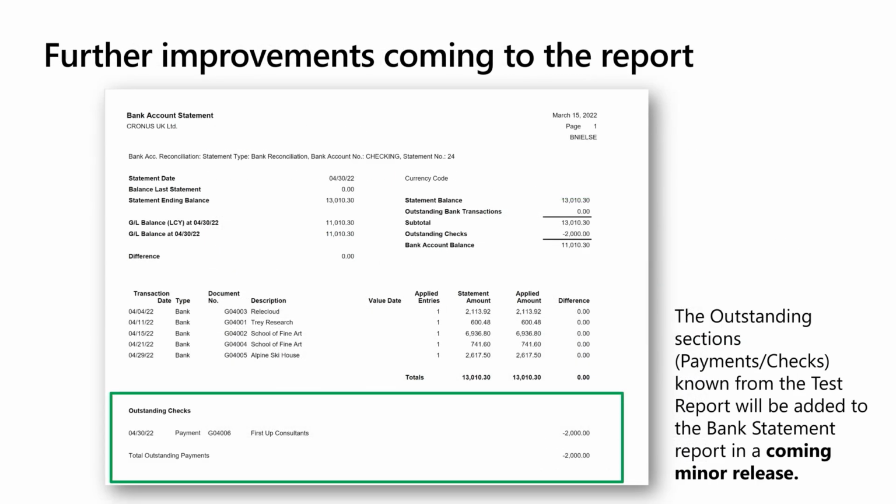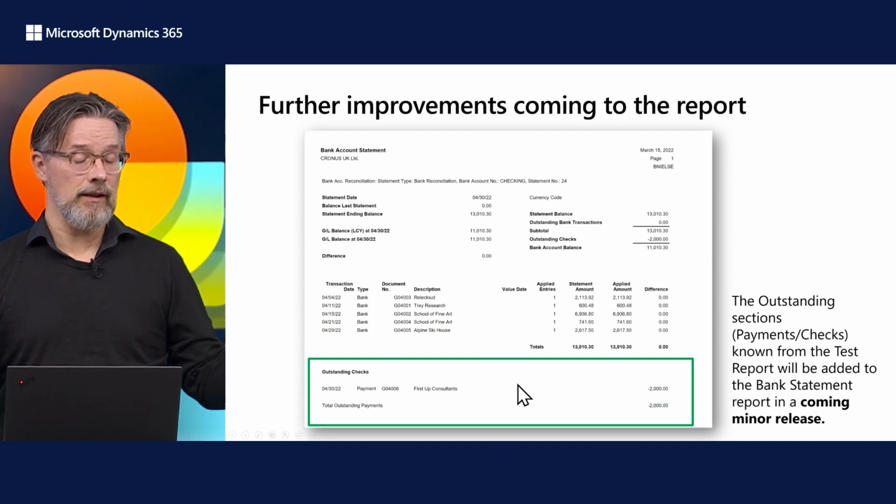And what is coming, not with the release in April but in a minor release, I actually think in 20.1, we will make sure that the outstanding amount is not just in the header, but it's actually also printed out as details, just like in the test report.